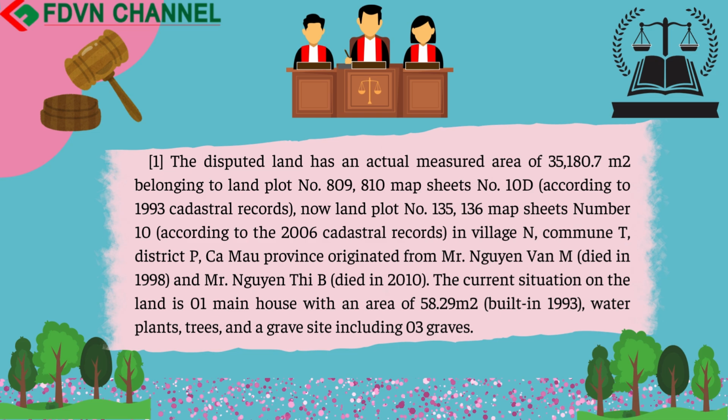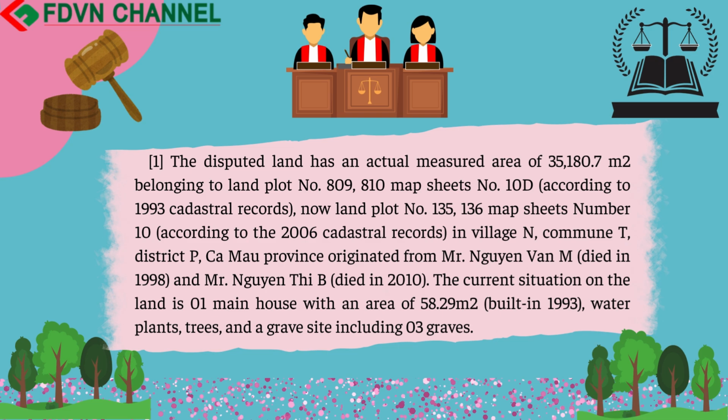1. The disputed land has an actual measured area of 35,180.7 square meters, belonging to land plots number 809 and 810, map sheet number 10D, according to the 1993 cadastral records, now land plots number 135 and 136, map sheet number 10, according to the 2006 cadastral records, in Village N, Commune T, District P, Ca Mau Province. It originated from Mr. Nguyen Van M, who died in 1998, and Mr. Nguyen Thuy B, who died in 2010.